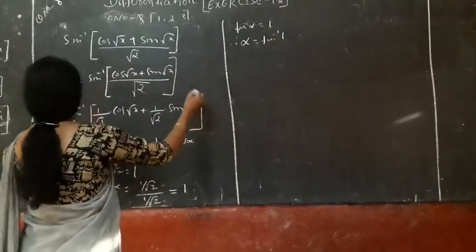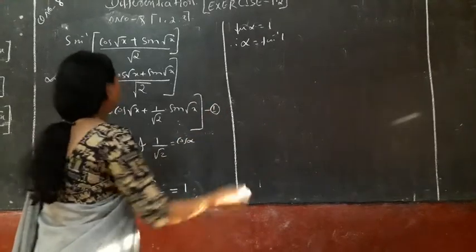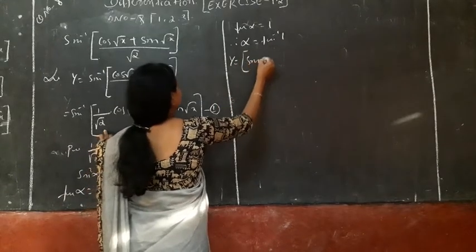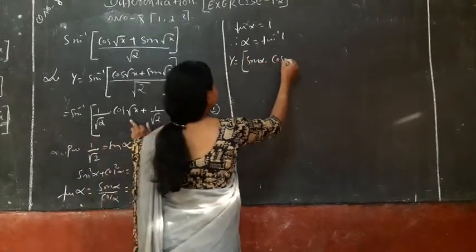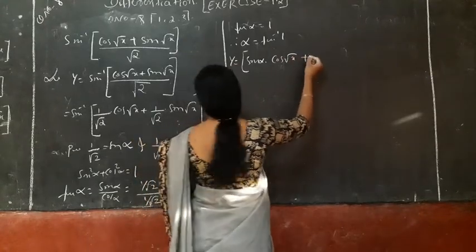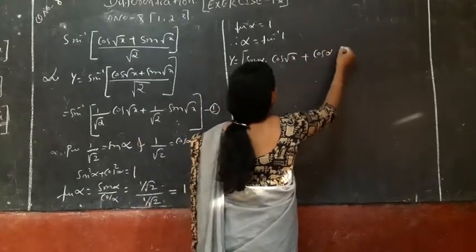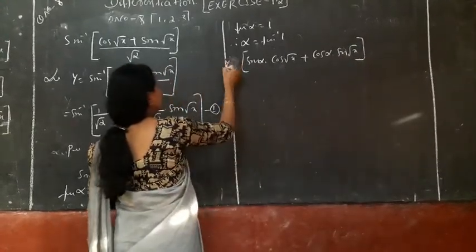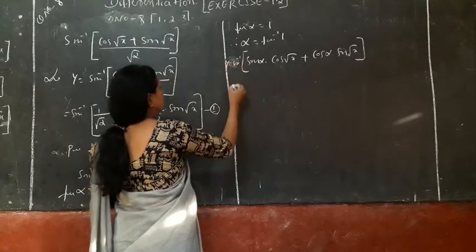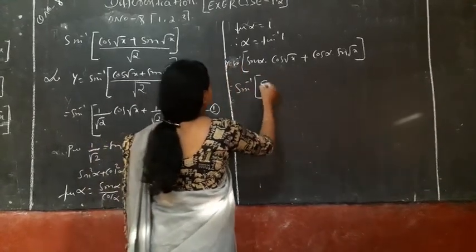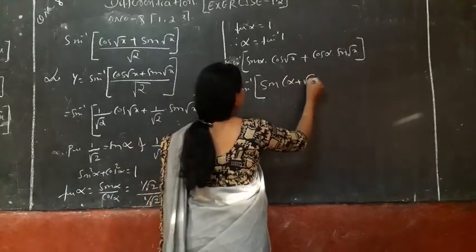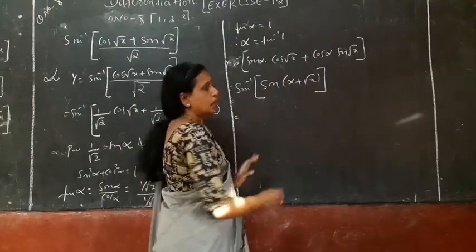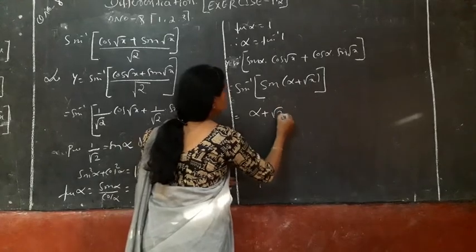Now this is equation first. y becomes y equal to sin alpha into cos of root x plus cos alpha into sin root x. Write here sin inverse of sin of alpha plus root x. Once again, this is of the form sin inverse of sin of f of x, so alpha plus root x.